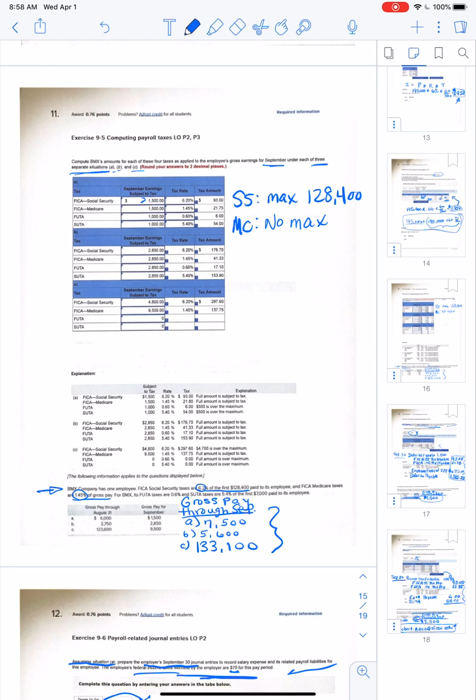of gross pay. Now for BMX, FUTA taxes are 0.6% and SUTA taxes are 5.4% of the first $7,000 paid to its employees. So what that tells me is if I have an employee who's made more than $7,000, I'm not going to be able to pay these federal and state unemployment taxes on the full amount. Now this is an incentive to companies to keep employees on for longer periods of time, because if you are constantly turning over employees, you're going to have to be repaying these federal and state unemployment taxes on that first $7,000 over and over and over.